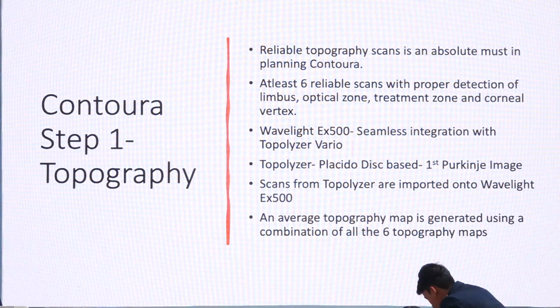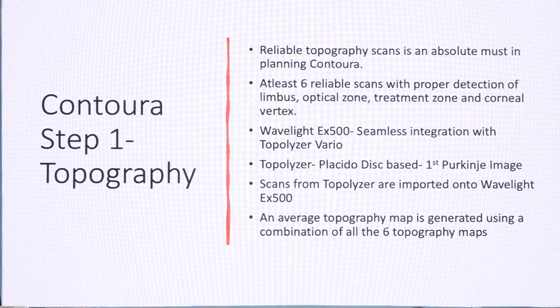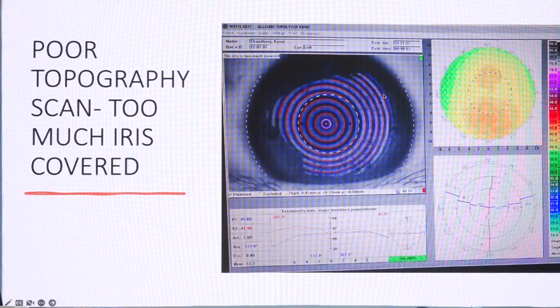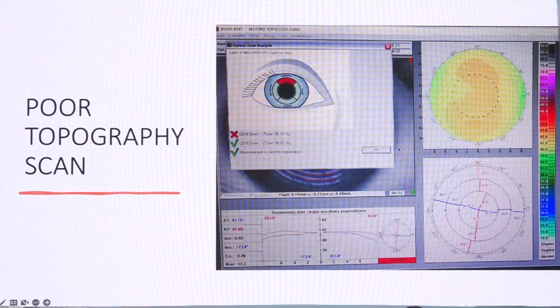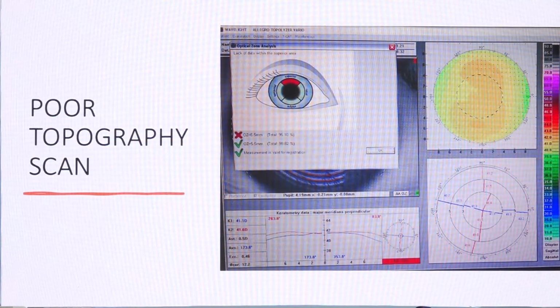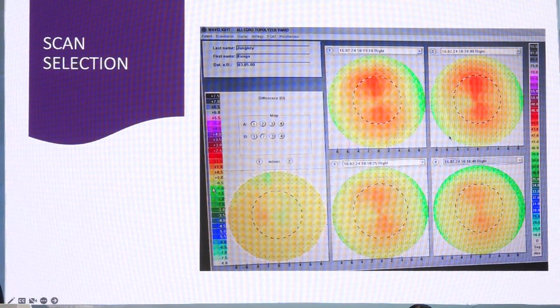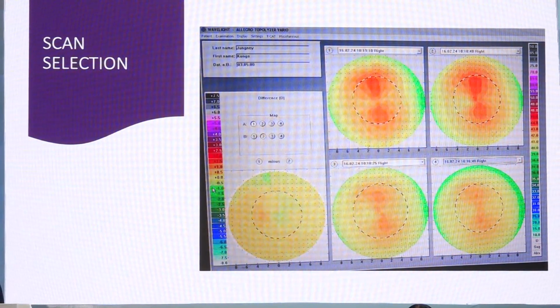So as we go stepwise on how we can do Contoura treatments, step one is to get a great topography, as I told you. And this would be a good topography scan, as you can see. This, with lots of areas missing, would not be a great topography scan because much of the iris is covered with different artifacts. If you have poor topography scans, the machine will usually tell you that you don't have great scans, and it basically uses 5 to 6 scans, and if all of them are good, it tries to average them out and then forms a treatment plan for you.